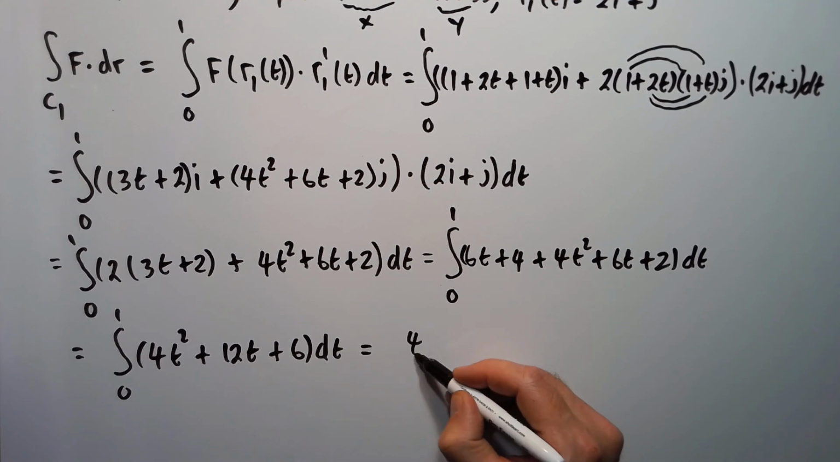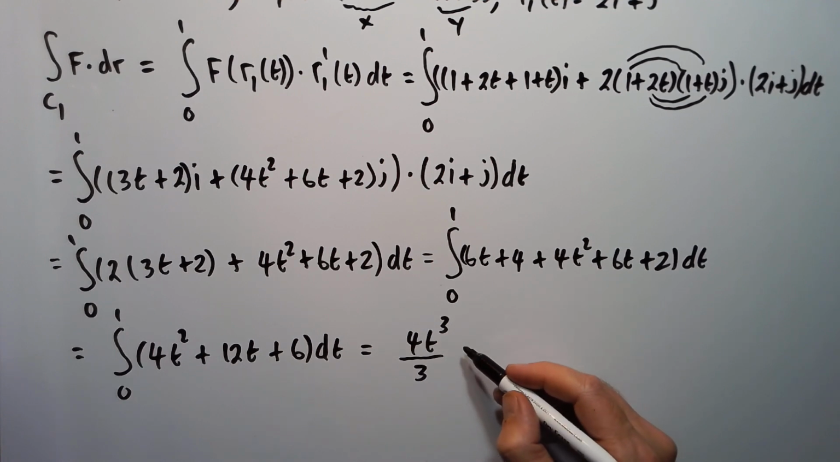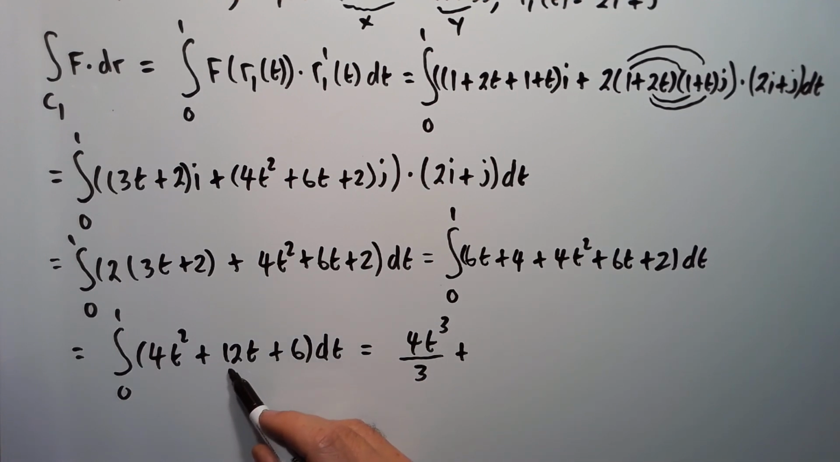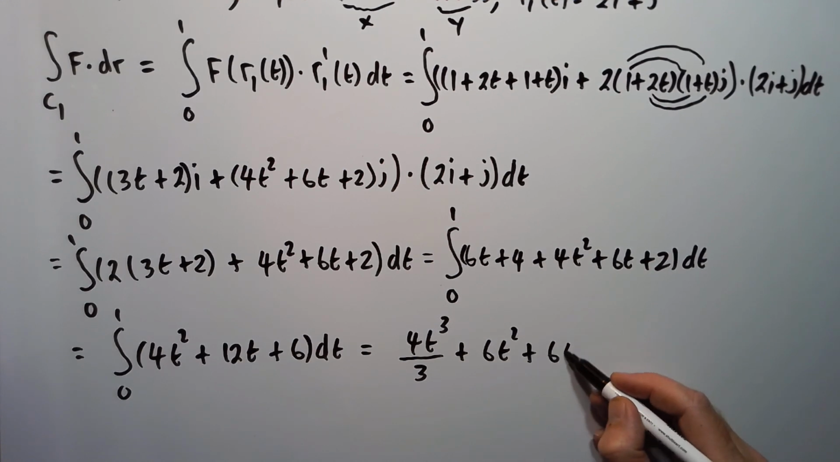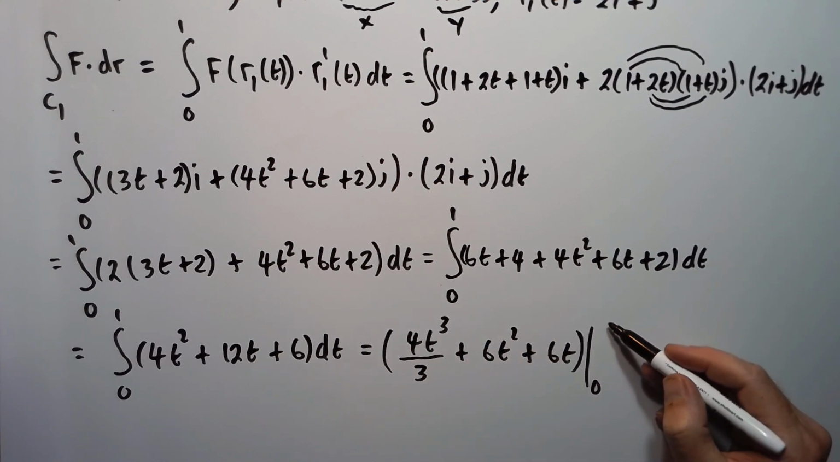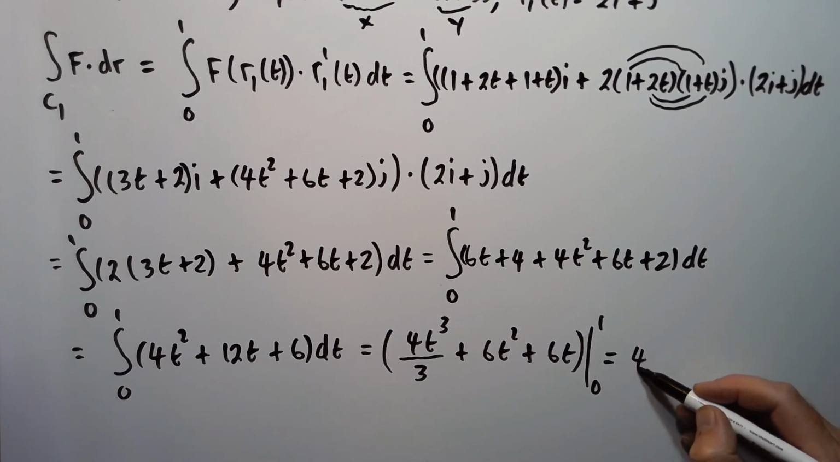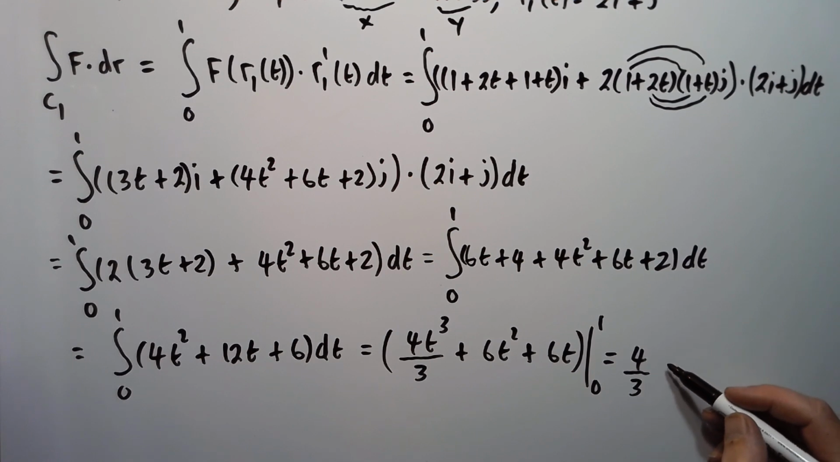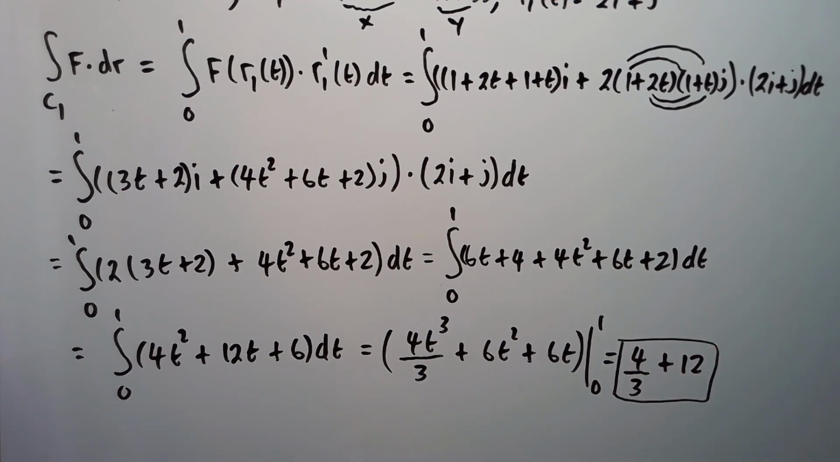So I'm going to integrate this now. It'll be 4t cubed over 3 plus, t squared over 2 is going to be just 6t squared here, plus 6t, evaluated at 0 and 1. Working this out, it'll be 4 thirds, put a 1 here and here, plus 12. Let's leave it like that for now. Okay, now let's do C2 next.